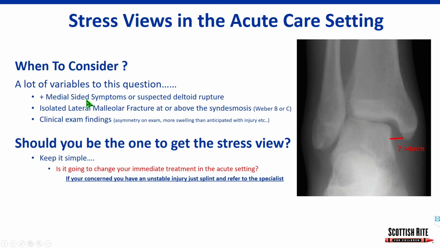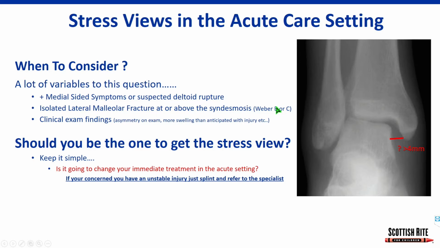I think, just like all these mentioned here, reasons we think we need to get stress views, it really boils down to if we think there's an unstable ankle, we want to get a stress view to prove it if we can't already tell that on the 3 normal views that are there. Medial-sided symptoms or suspected deltoid ruptures, isolated Weber B or Weber C fractures, and then just your general clinical exam findings. If you have concerns, that's when we would consider this stress view to kind of prove that for us.